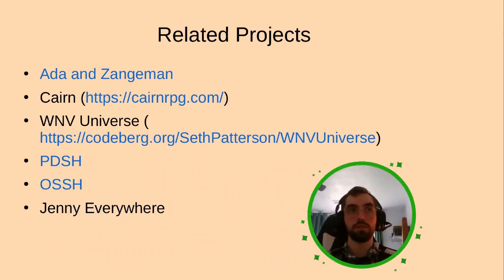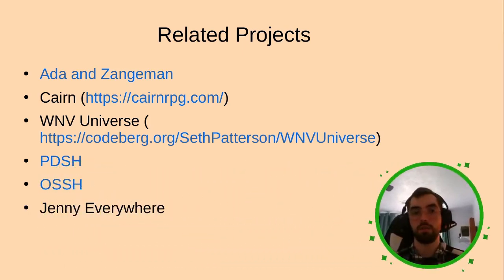And related projects to this are Ada and Zangemann. It's a children's book about free software and ice cream and hacking. Cairn is a tabletop role-playing game under a free culture license with a really supportive community. A lot of them are on Mastodon.